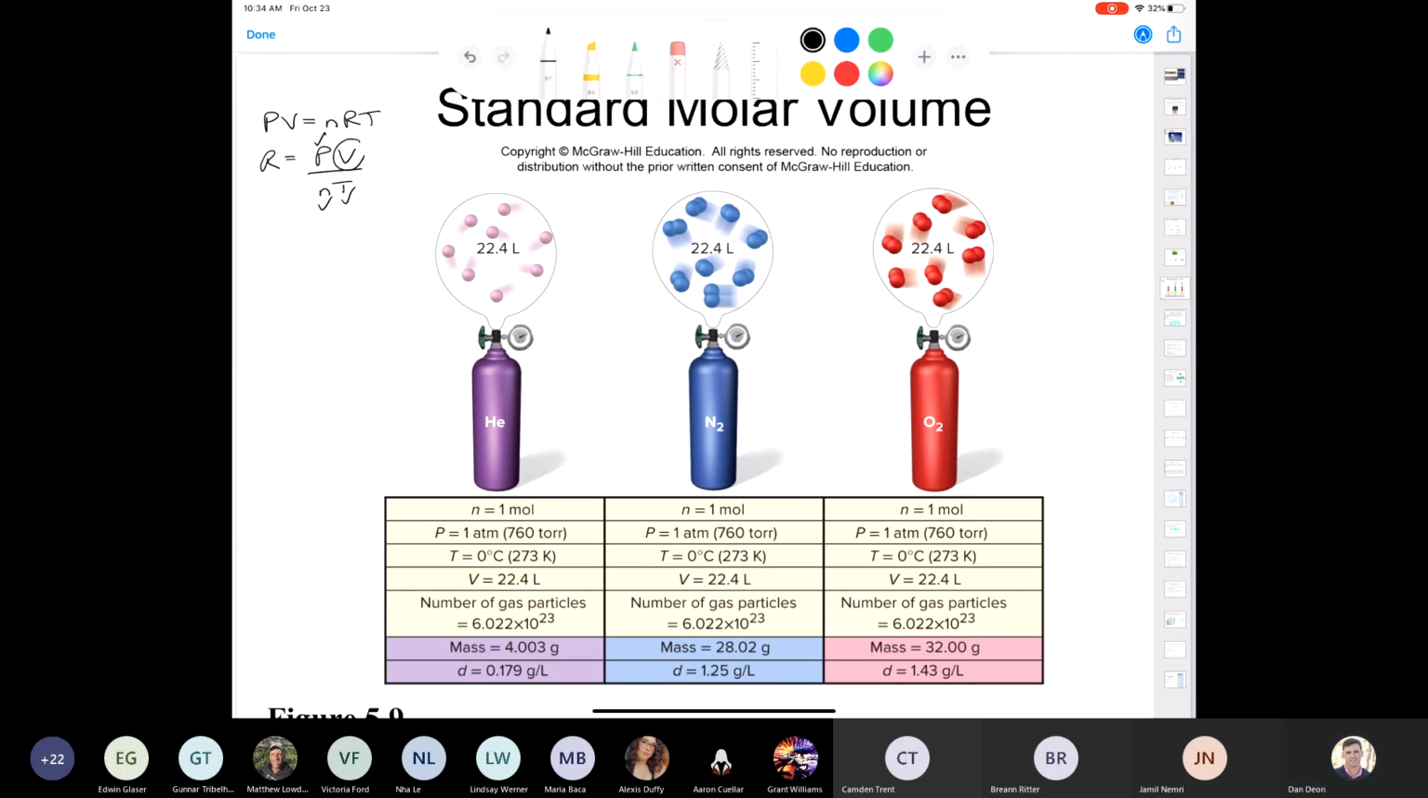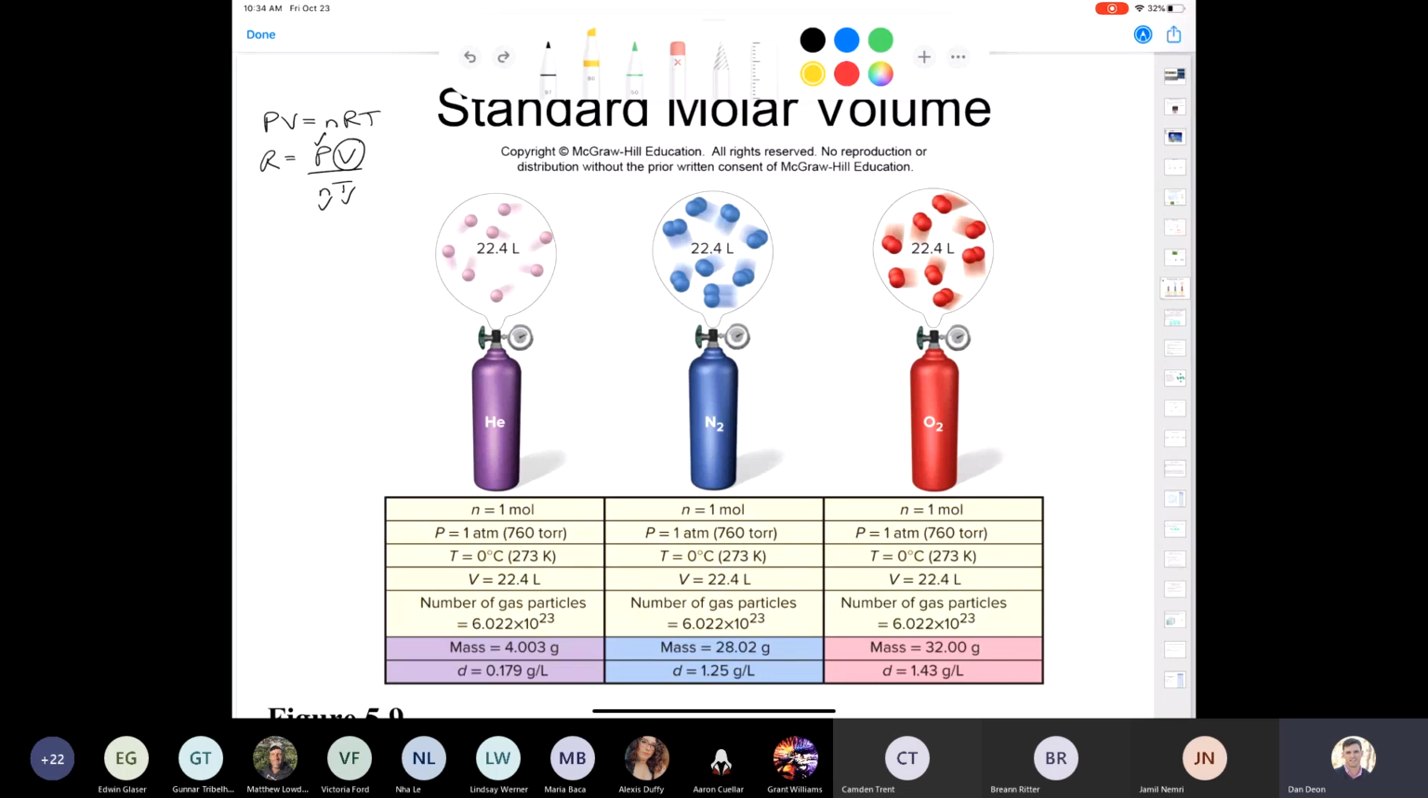Now, in order for us to solve this, if we had 1 mole of a gas at standard temperature and pressure, what volume would that gas take up? Let me show you. It doesn't matter if you have 1 mole of helium gas, 1 mole of nitrogen gas, 1 mole of oxygen gas. 1 mole of any ideal gas that is at standard pressure, 1 atmosphere, standard temperature, 0 degrees Celsius, not 0 Kelvin. No. The volume is always going to be the same.